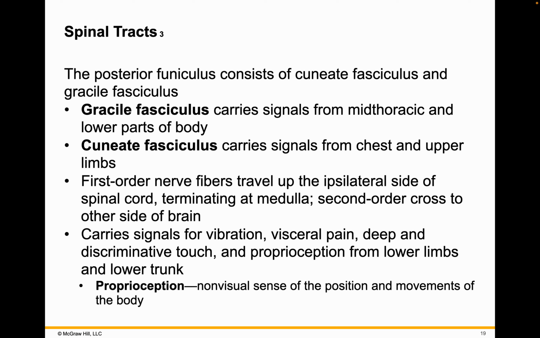The posterior funiculus consists of the cuneate fasciculus and gracile fasciculus. The gracile fasciculus carries signals from the mid-thoracic and lower parts of the body, while the cuneate carries signals from the chest and upper limbs. Their first-order neurons travel up the ipsilateral side of the spinal cord, terminating at the medulla. The second-order neurons cross to the other side of the brain. It carries signals for vibration, visceral pain, deep and discriminative touch, and proprioception from the lower limbs and lower trunk. Proprioception is a non-visual sense of the position and movements of the body.